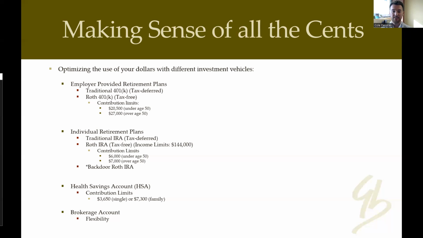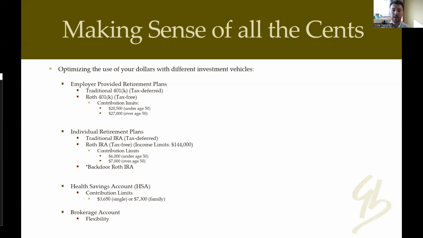With an FSA, you have probably heard of the term use it or lose it, meaning if you contribute to an FSA throughout a calendar year and you do not use the money for medical expenses in that same year, you forfeit the balance and the money does not carry over to the next year as an HSA does. So usually we are recommending HSAs over FSAs.